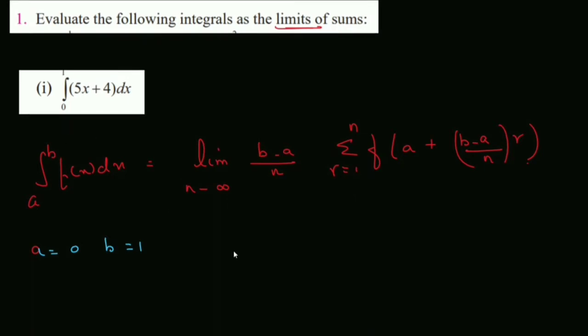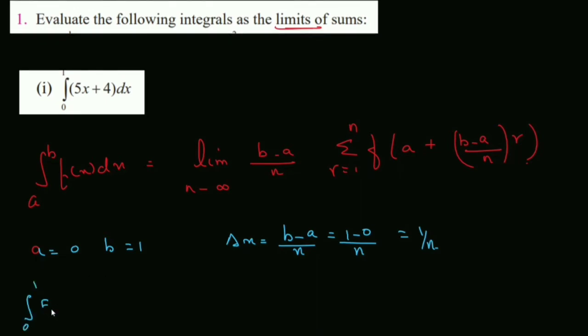So 0 and 1. Then you have to find delta x. Delta x is (b minus a) by n, that is 1 minus 0 by n, which is 1 by n. And let us substitute all this here.